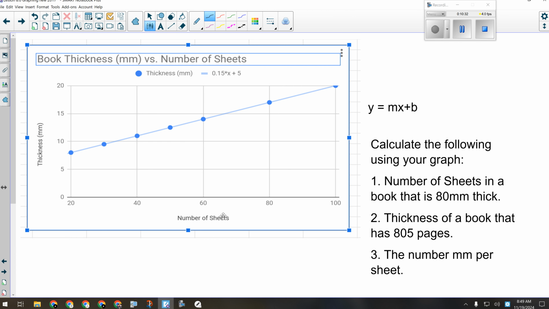Okay, so now we've got this graph, and this graph has told us that our equation is y equals 0.15 times x plus 5. So that means that our slope is 0.15, agreed? 0.15 what? Millimeters? If I'm going to get the slope, remember that when I calculate slope, I'm going rise over run. So what units is the rise in? Millimeters. What unit is the run in? Sheets.